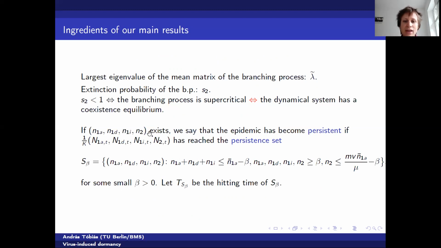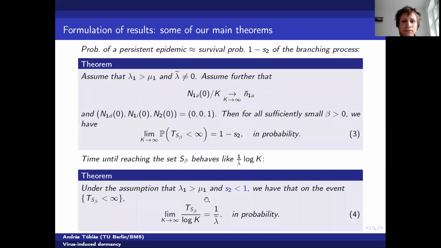Now, if this coexistence equilibrium exists, then we say that the epidemic has become persistent if the population size process, the stochastic one, divided by k, has reached the persistence set S beta for some small beta. So what is S beta? Here, the sum of the active, dormant, and infected coordinates are less than or equal to n1a bar minus beta. All coordinates, including n2, are at least beta, and there's also some upper bound on n2. Let Ts beta be the hitting time of S beta.